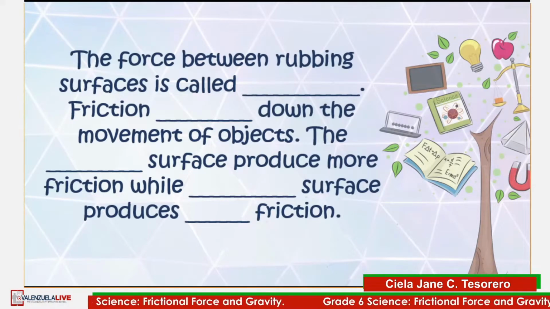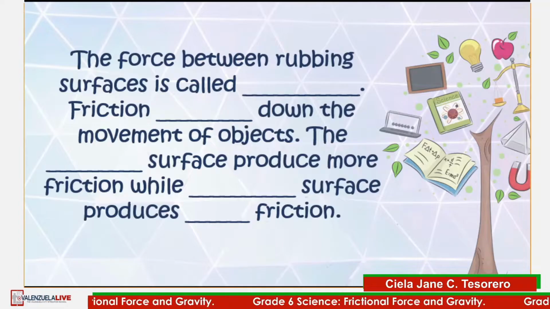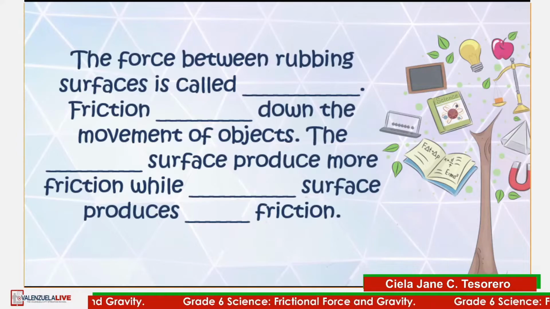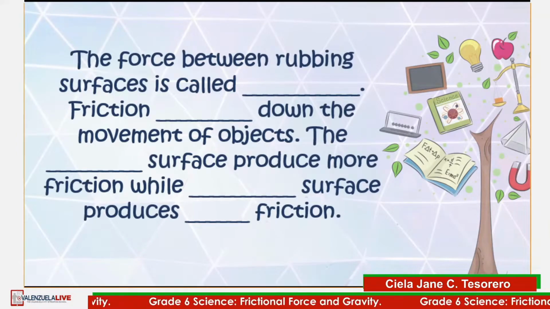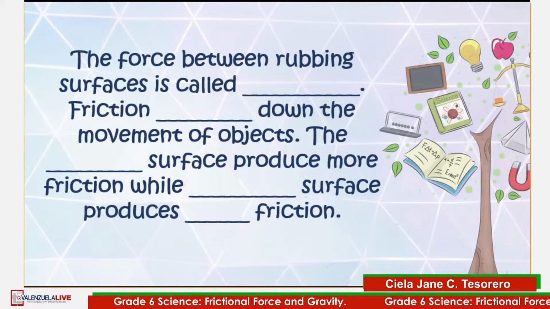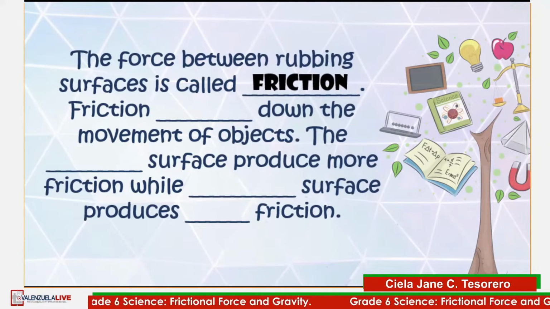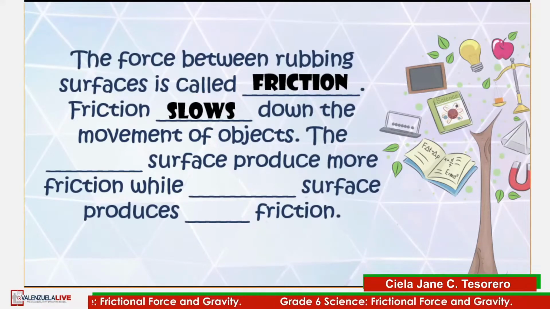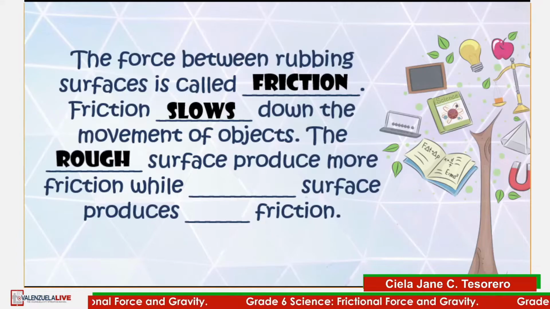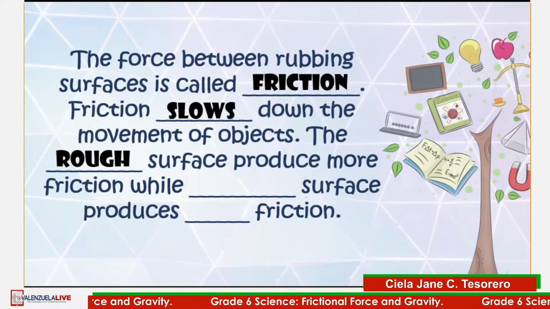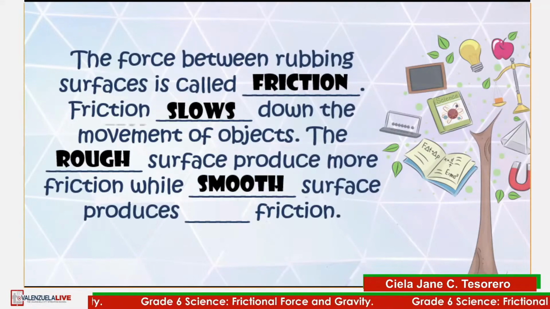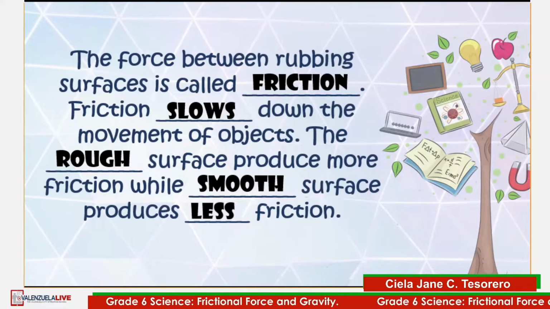So let us try to answer this. You may type your answers in our comment box. So now, let's give the answers. The force between rubbing surfaces is called friction. Friction slows down the movement of objects. The rough surface produces more friction while smooth surface produces less friction. Good job!